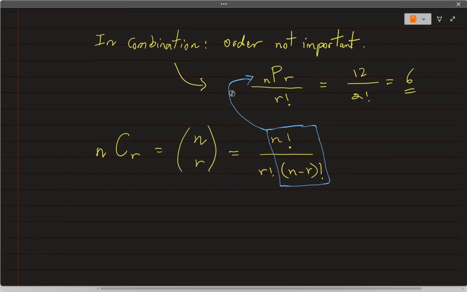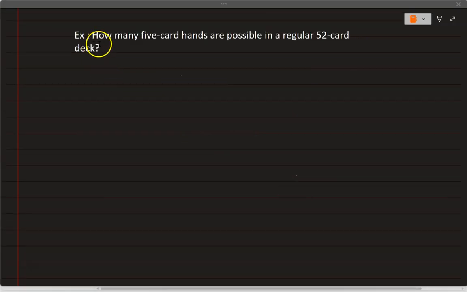Let's do that. Okay, first example in combinatorics. How many five card hands are possible in a regular 52 card deck?